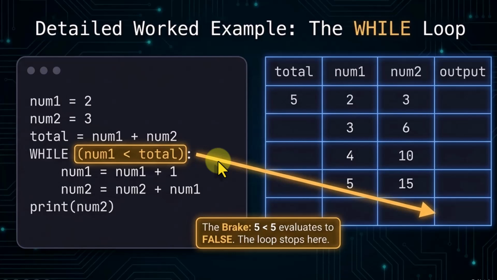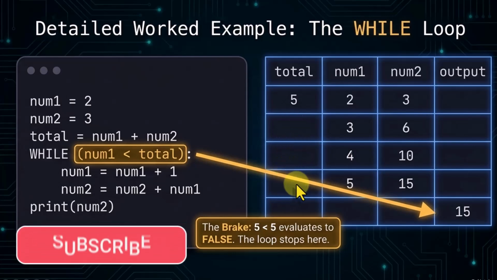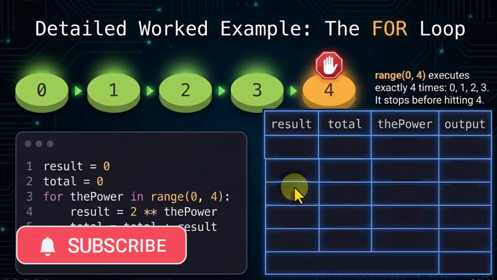When it is false, we get out of the loop. Getting out of the loop, we have print num2, which is our output. Inside num2 we have 15, so our output will be 15. So that is an example for a trace table. And here, because total did not change, we did not write anything in these cells. We simply left them blank.